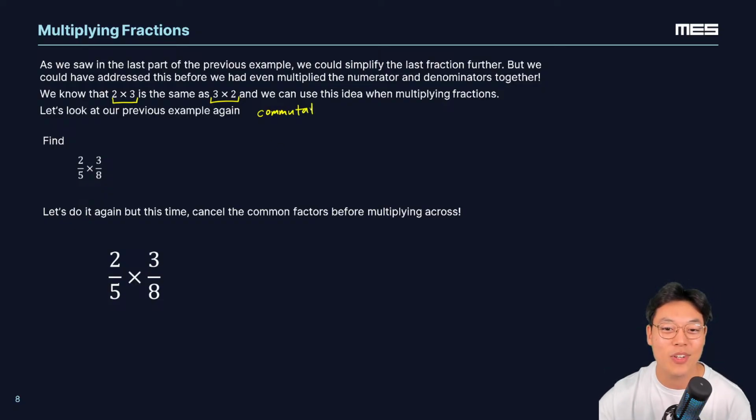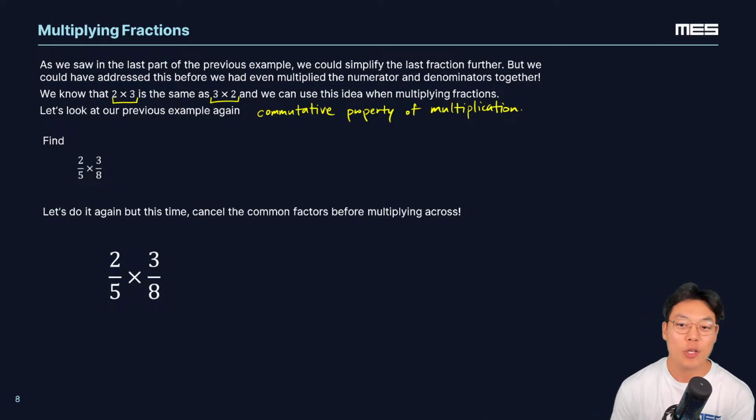This is called the commutative property of multiplication. Now, the commutative property of multiplication is very useful when we multiply fractions. Great, Sean, look at that. You helped Chloe out there. Let's look at our previous example again.